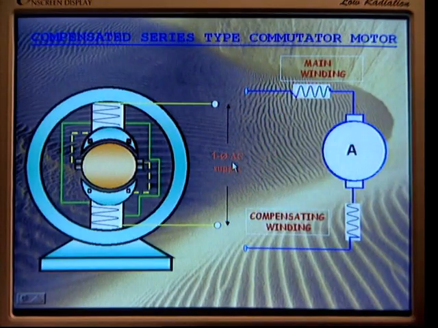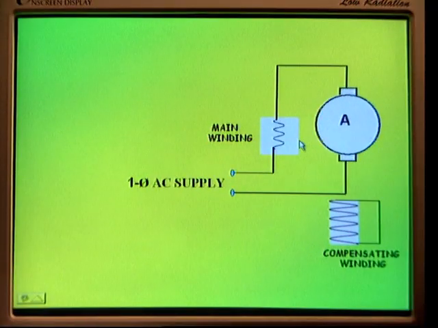You can see the equivalent diagram of the compensated series type commutator motor, or single phase series motor. Here the main winding, armature and compensating winding are connected in series. So, you can see another connection here. This is another type, where the main winding and armature are connected in series, whereas the compensating winding is short circuited. This is another type of arrangement.